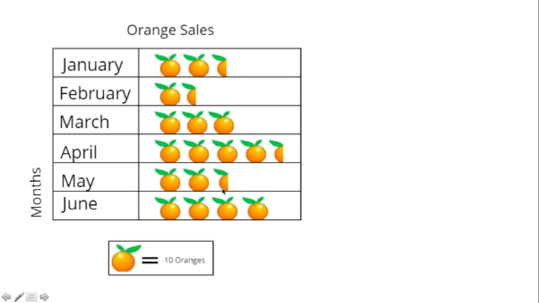So I have to think about, well, what would the value of that half be? When I'm thinking about halves, I'm really thinking of a doubles fact. So I'm going to have a doubles fact that represents 10. And the one that comes to mind is 5 plus 5, because that is half of 10. So when I see half of an orange, it represents not 10 oranges, but represents 5 oranges. So for May, it had 10, 20, and 5 more would be 25 oranges.